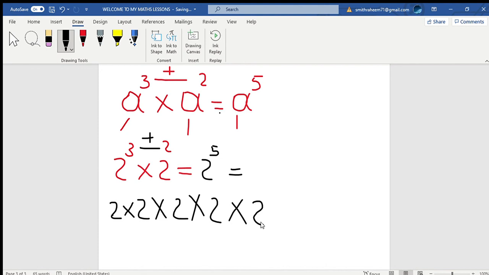So it should be 2 to the 5. So it's 1, 2, 3, 4, 5. 2 to the power of 5 is equal to 32.